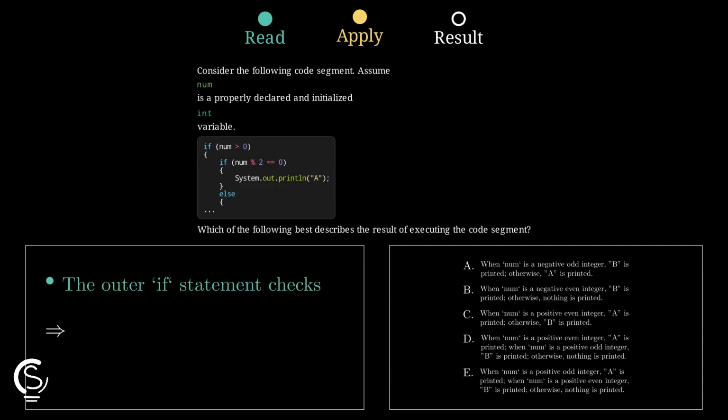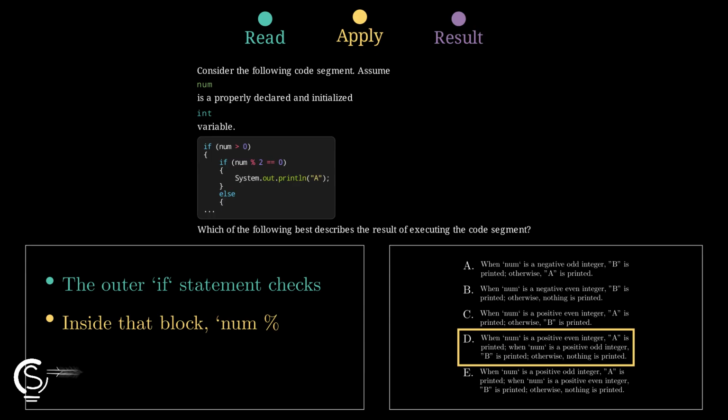If this condition is true, the program prints A, which specifically happens for any positive even integer value. Otherwise, the else block prints B for positive odd integers. If num is 0 or negative, nothing happens at all, making option D our winner.